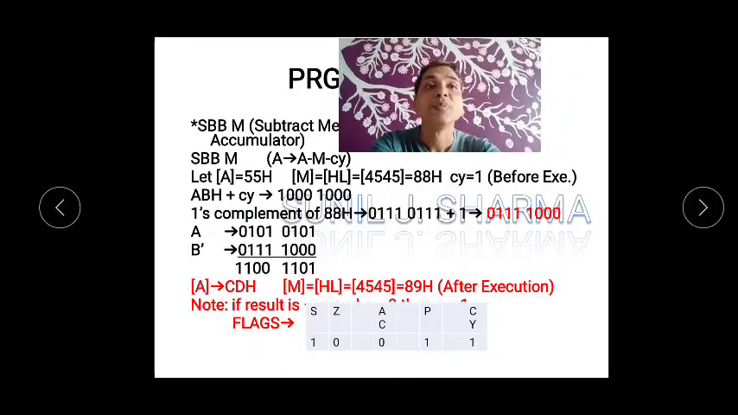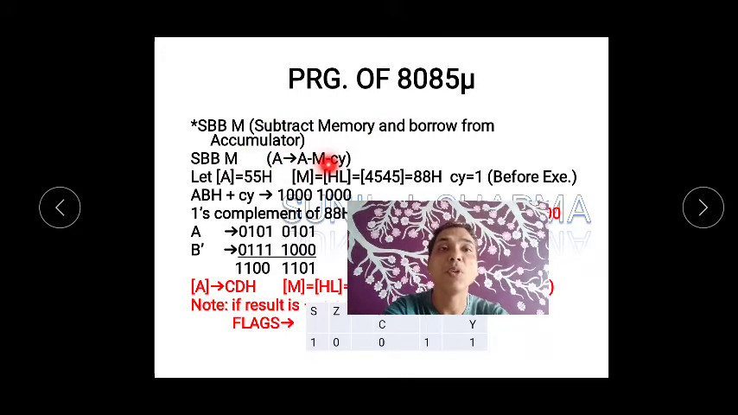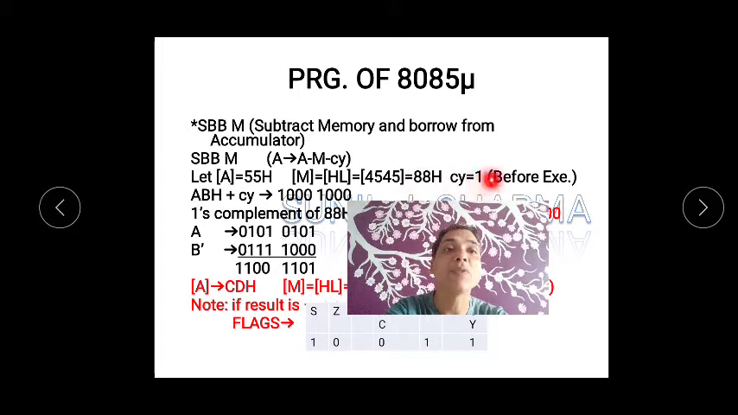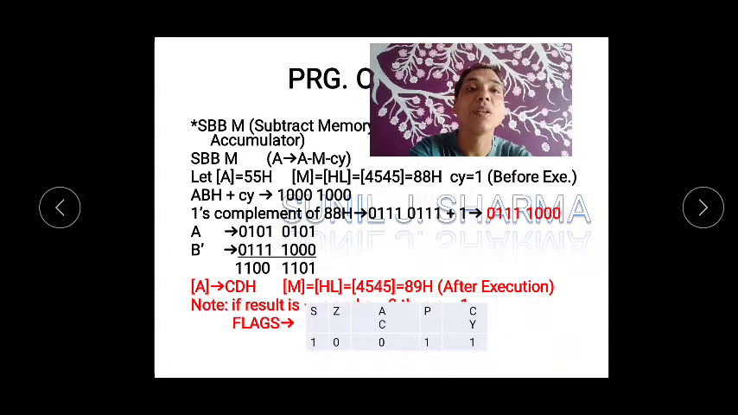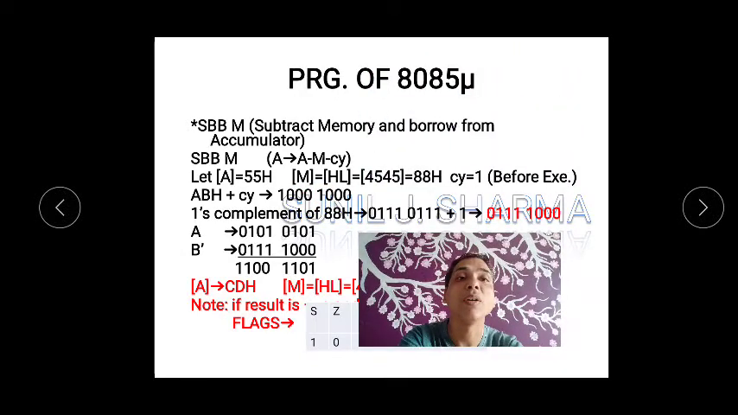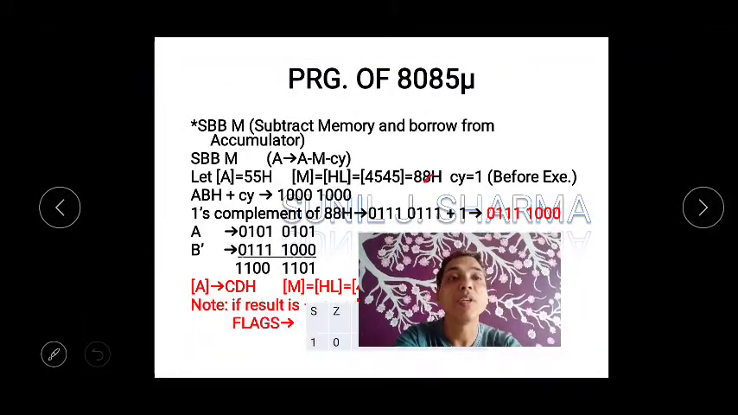Okay, now let's take one more example. SUB M, subtract memory and borrow from accumulator. So SUB M: A is equal to A minus M minus carry. So can you see A is equal to 55, M value is 88 plus 1, that is 89, because carry also we have to consider. Okay, so they have taken 80 subtraction, I think then we have to change it, the memory contents we will change, because otherwise this will become wrong.